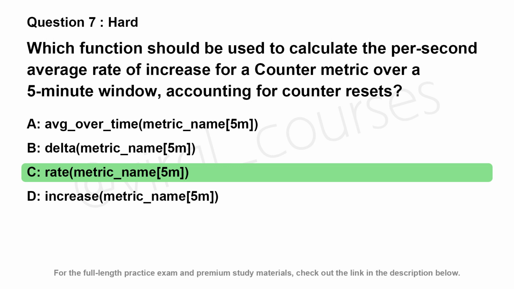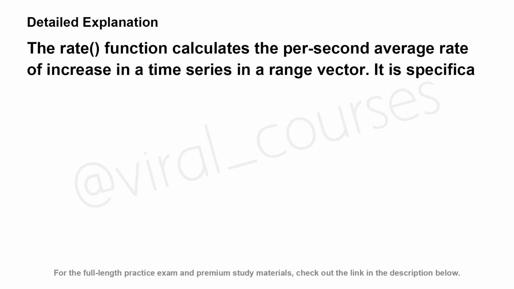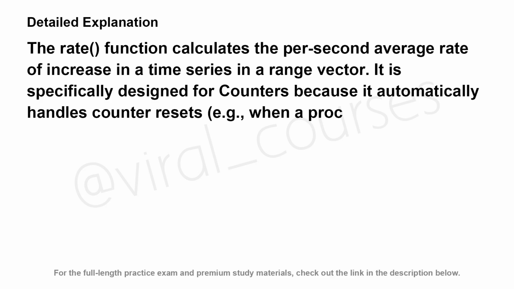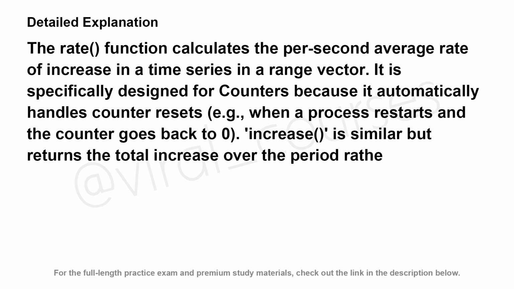The correct answer is C. The rate function calculates the per-second average rate of increase in a time series in a range vector. It is specifically designed for counters because it automatically handles counter resets, e.g., when a process restarts and the counter goes back to 0. Increase is similar but returns the total increase over the period rather than the per-second rate.